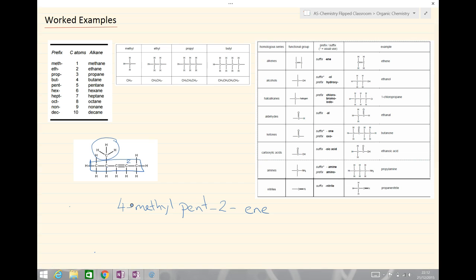To draw this as a skeletal formula, well, let's draw our pentene. 1, 2, 3, 4, 5. On the second carbon, well, let's do it from this end so it looks like the structural formula, the displayed formula. We're going double bond there, and we have a methyl group there. So here is a displayed formula. Here is my skeletal formula for 4-methylpentene.